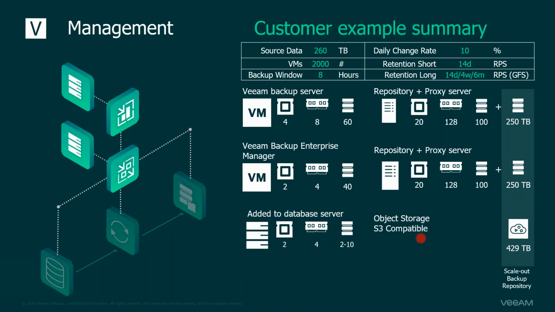And then we're doing the combo servers here, the proxy and repositories, with 20 CPU, 128 gigabytes of RAM, with local disk space of 250 terabytes. So 500 terabytes altogether, extended out with our scale-out backup repository to object storage. Well, we'll need to consume approximately 429 terabytes for our offsite and GFS copies in object storage.